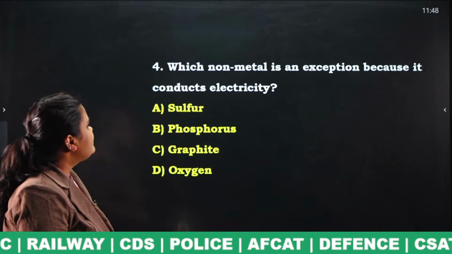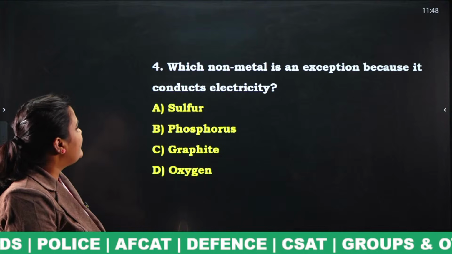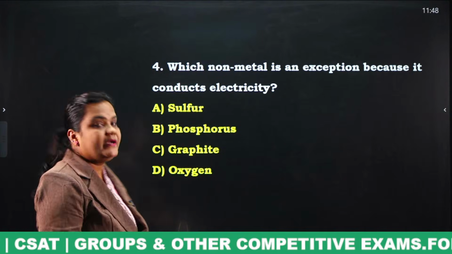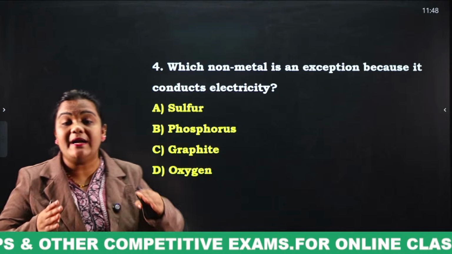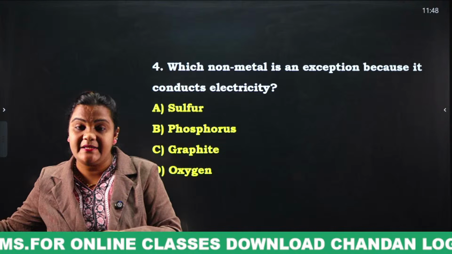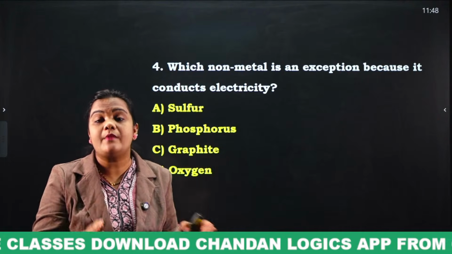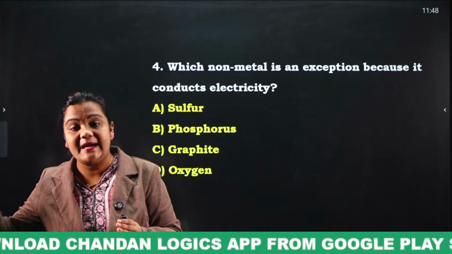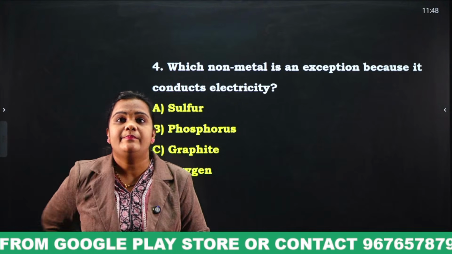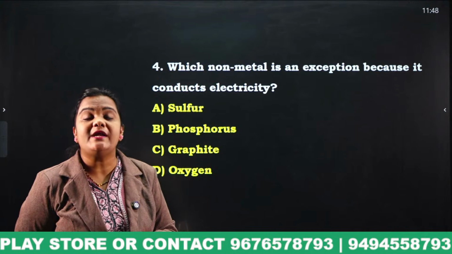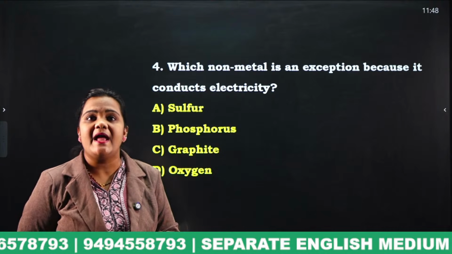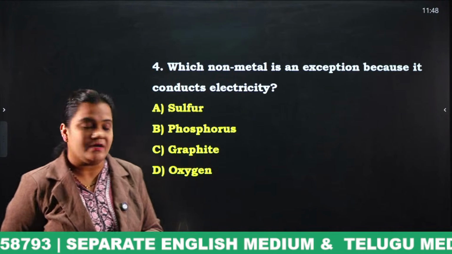Next, which non-metal is an exception because it conducts electricity? Sulfur, phosphorus, graphite, oxygen. Now tell me, students, I have already told you metals are good conductors of heat and electricity, but non-metals are poor conductors of heat and electricity except one. What is that? Tell me, which is the only non-metal that is a good conductor of heat and electricity and is lustrous in nature?